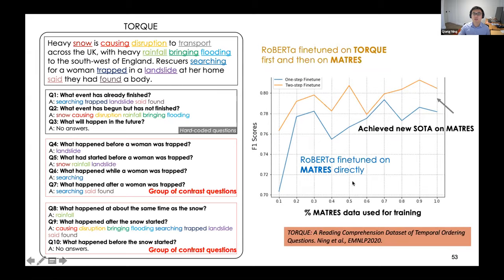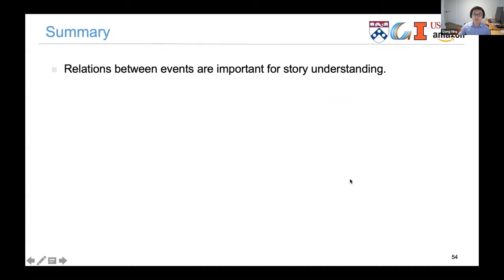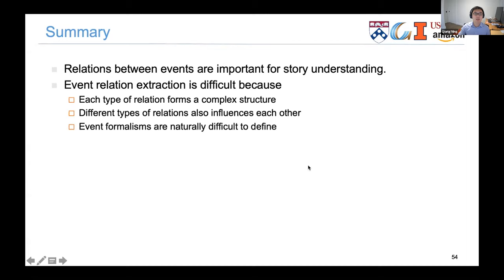So far, let me give a summary. Event-event relationships are important for story understanding. Remember the example where we can use the same set of events to describe a different situation. And event relationship extraction is difficult because within those relations there are complex structures, and across different types of relations there are also influences coming from each other.